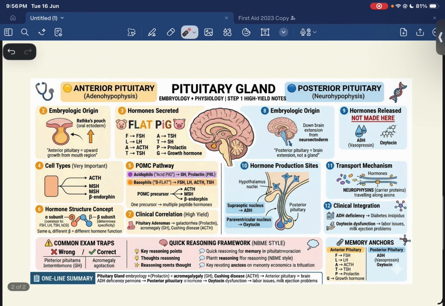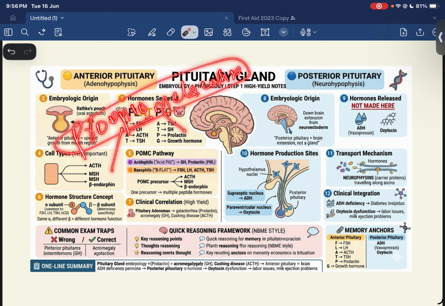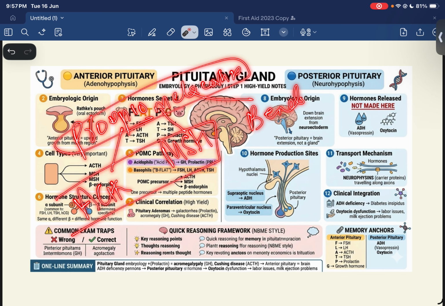Now you need to also know about this very important thing called pro-opiomelanocortin, which is a very important protein. It basically splits into three components: ACTH, melanocyte stimulating hormone, and then beta endorphins. We will be discussing this in future as well, but these two are very important, and there is a correlation to them. We will discuss that later on.